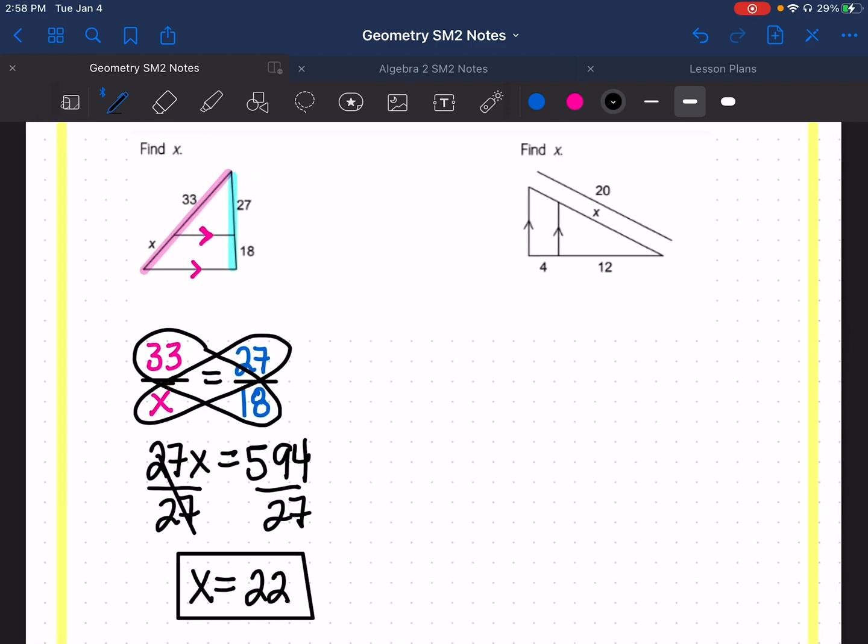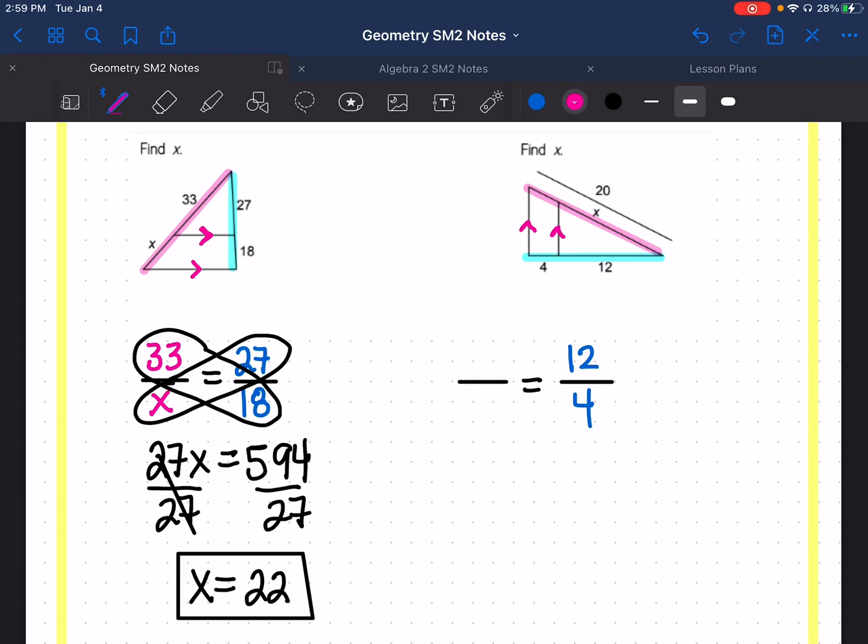Let's take a look at the second one. Notice they're asking me to just find x as well. I can see my two parallel sides. If I use the same idea as before, I'm going to take this side and this side and split them. Now, if you notice, the blue side is already split, so I'm going to do the blue side first, because the blue side is already 12 and 4, or I could put it the other way. I could have put 4 on the top, it doesn't matter.